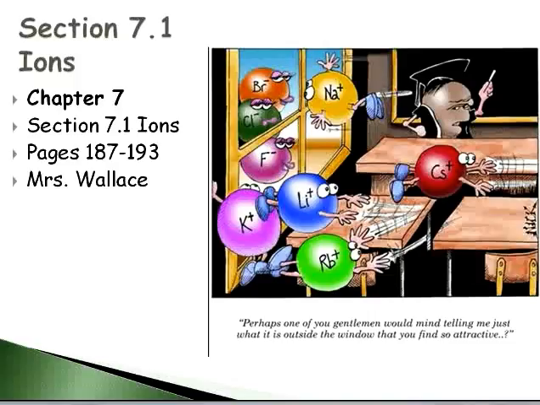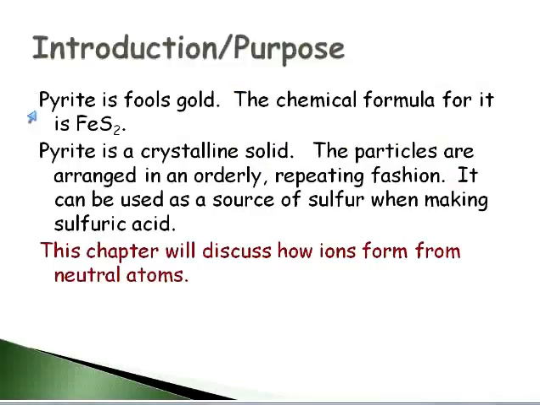I saw this little comic, so to speak, and I thought it was kind of cute. So, pyrite. Pyrite is what we call fool's gold. You probably have heard of that. The chemical formula for it is FeS2. Pyrite is a crystalline solid. Particles are arranged in an orderly, repeating fashion, and it can be used as a source of sulfur when making sulfuric acid.